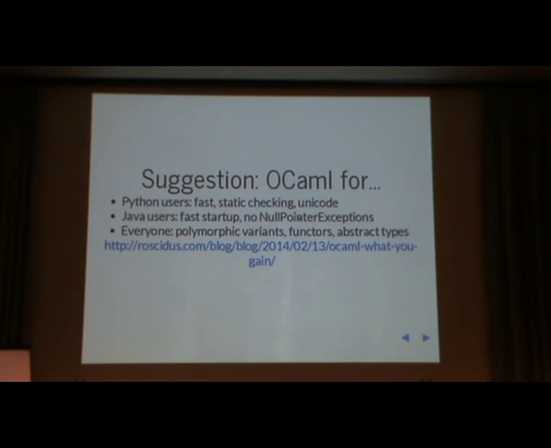Really hard to write small utilities in Java, because the overheads just kill you. And null pointer exceptions. And just some things just to hook people in and show cool stuff like polymorphic variants, functors, abstract types that we tend to hide from beginners. Even if you don't understand it, just knowing there's some cool stuff there that you might want to stick around and learn, I think would be quite useful.